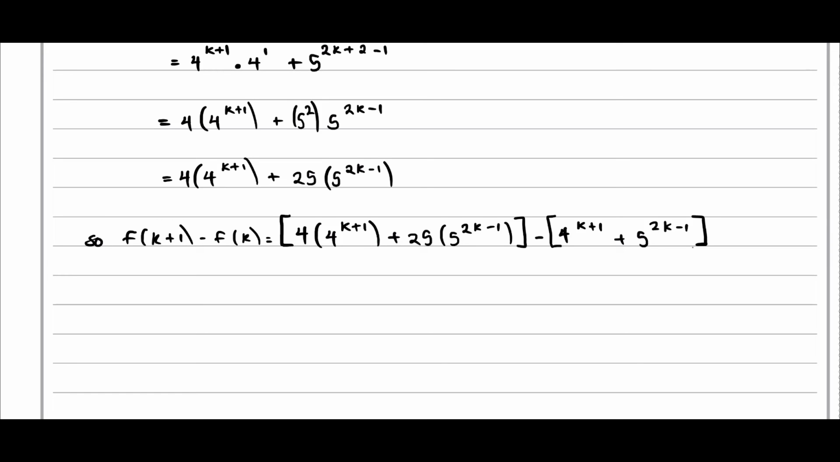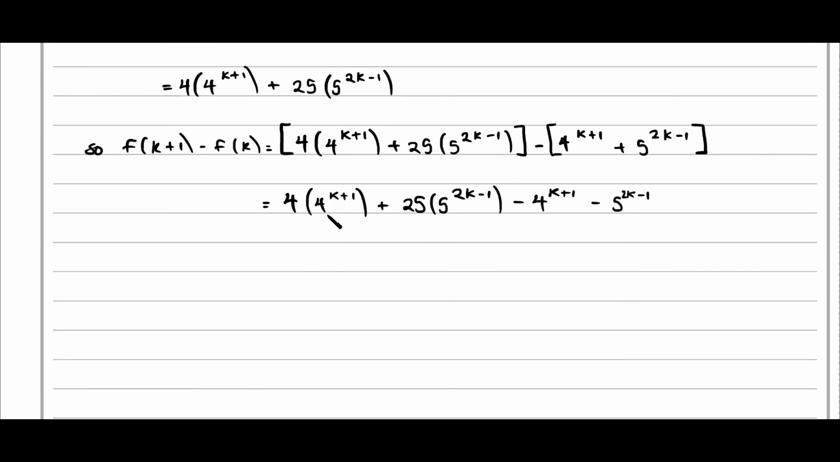So if we can simplify this, that'll help. We have 4 lots of 4 to the power of k plus 1 plus 25 lots of 5 to the power of 2k minus 1, minus 4 to the power of k plus 1, minus 5 to the power of 2k minus 1. And if we simplify this, you'll notice we have 3 lots of 4 to the power of k plus 1, plus 24 lots of 5 to the power of 2k minus 1.